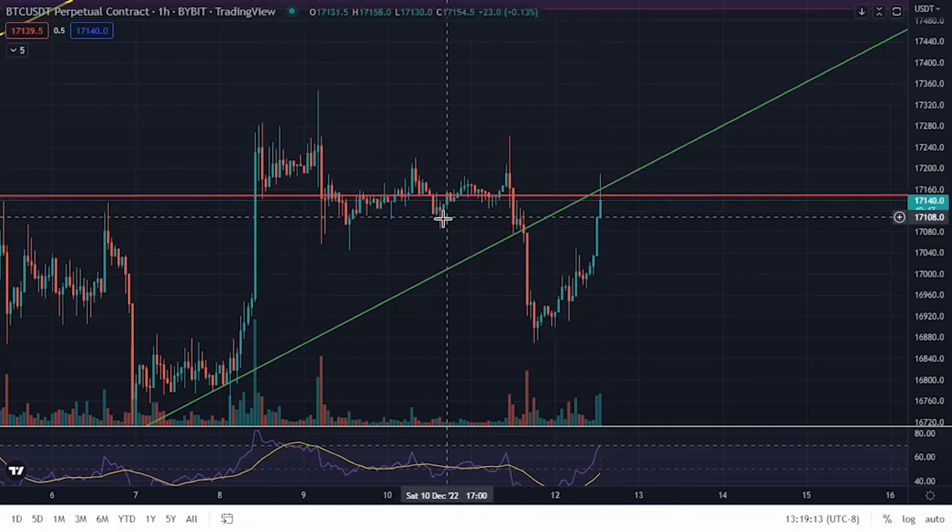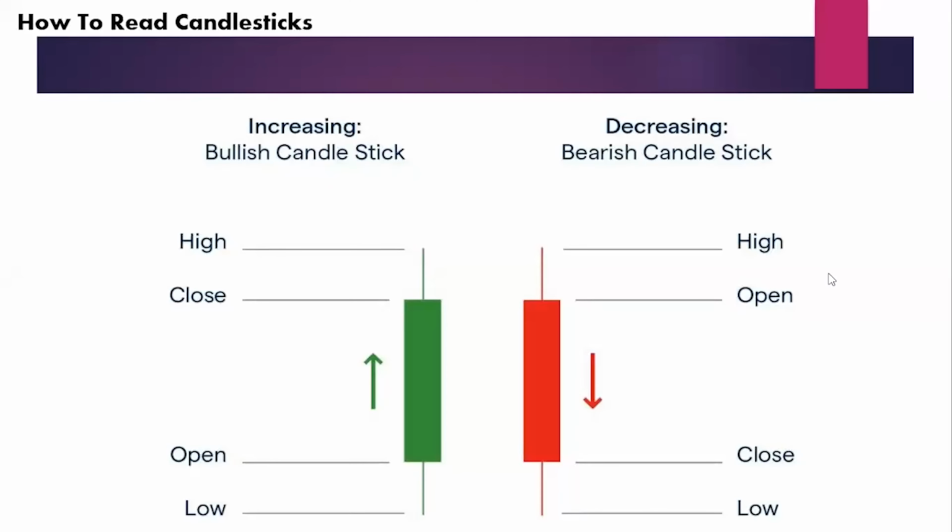Okay, now let's go back to the slide. Okay, so now that you understand the time frame and everything, now let's talk about the opening and closing price. So remember, I said that in order for a candlestick to be bullish, or aka blue, the closing price has to be higher than the opening price.